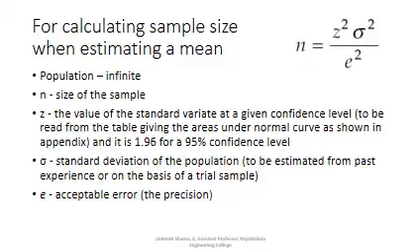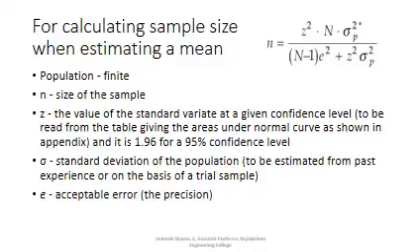So when you have population which is infinite, you use this formula, n equal to z square into standard deviation square divided by error square. Next is calculating sample size when estimating a mean when the population is finite. Same thing, you have n, z, standard deviation, and error. So in this, the formula varies.